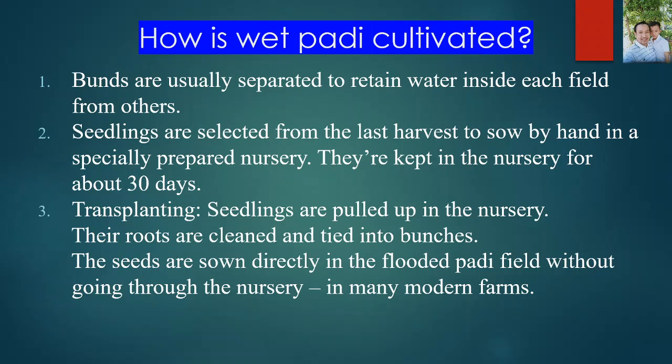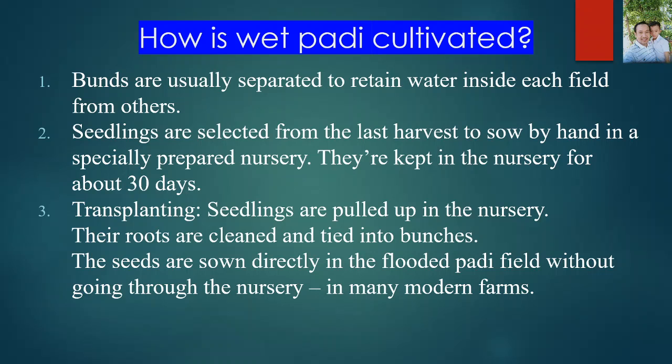And seedlings are selected from the last harvest to sow by hand in a specially separate nursery. They are kept in the nursery for about 30 days, the same as I mentioned about our country, Cambodia. Cambodian farmers need to keep the seedlings from the last harvest in the nursery for about 30 days before they plant in the field.